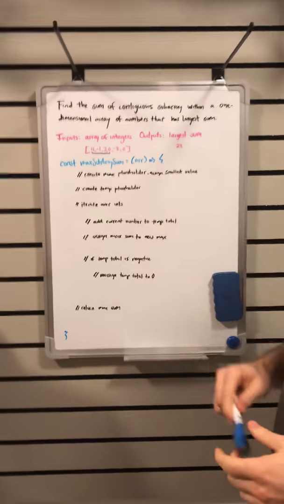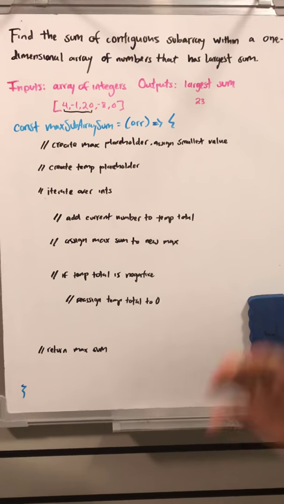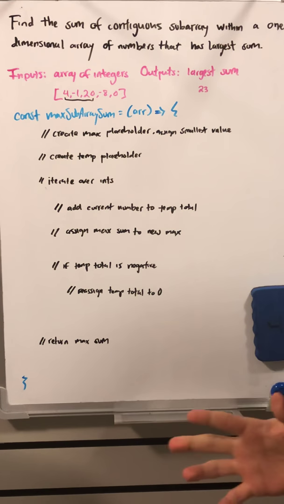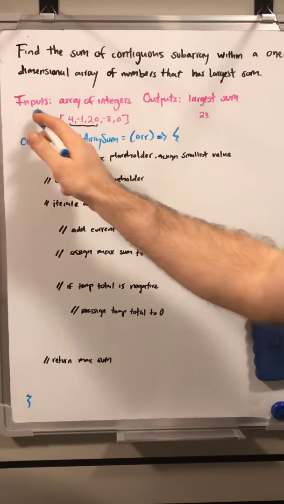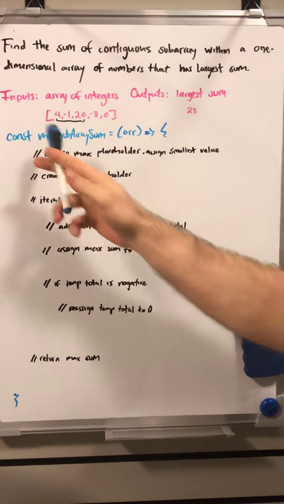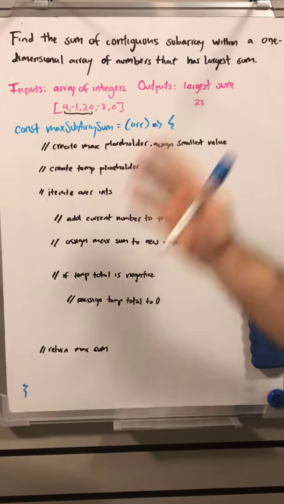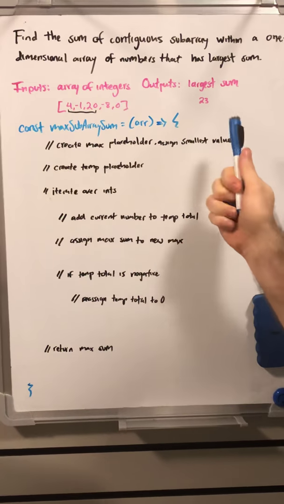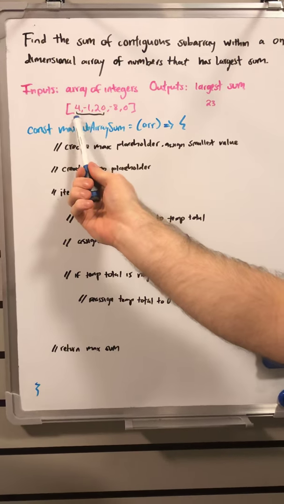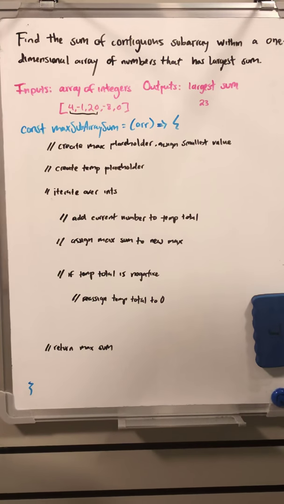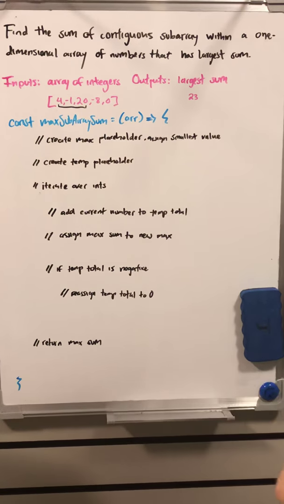Alright, so the question says, find the sum of contiguous subarray within a one-dimensional array of numbers that has the largest sum. So what does that mean? So what are we given? Our inputs are an array of integers, such as 4, -1, 20, -8, 0. And our output is going to be the largest sum from that given array of integers, which so happens to be 23, which are 4, -1, and 20. So how do we go about getting from here to here?